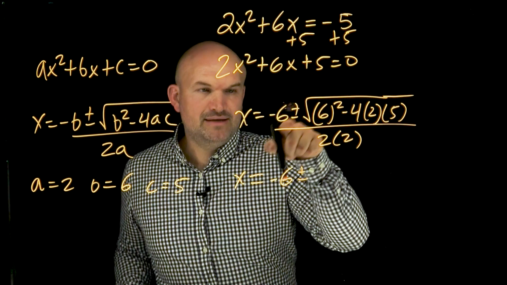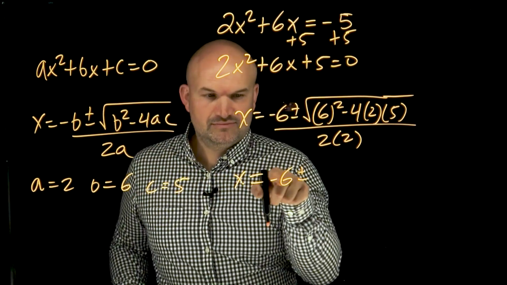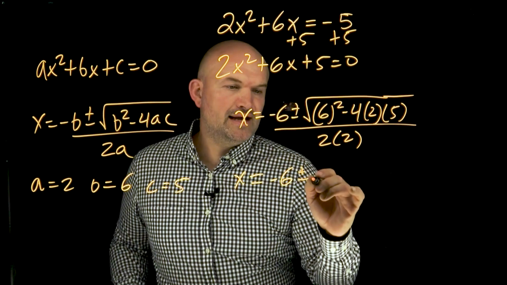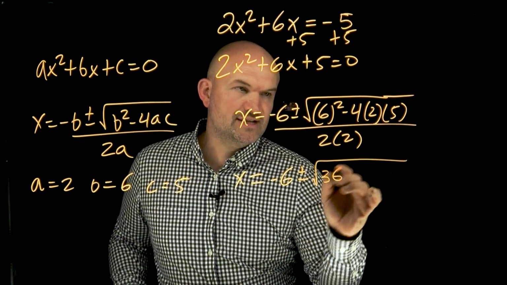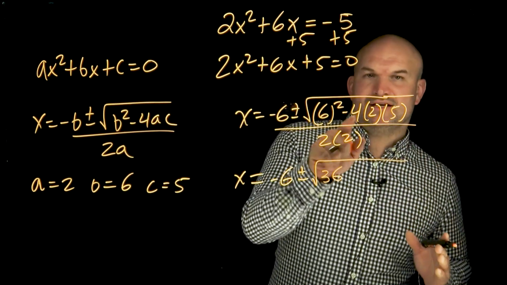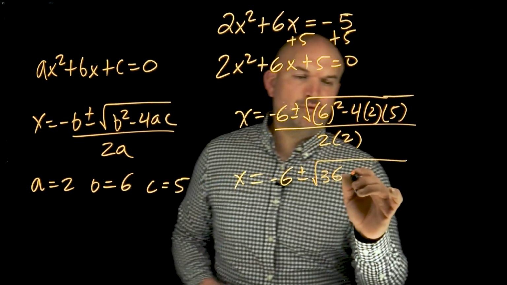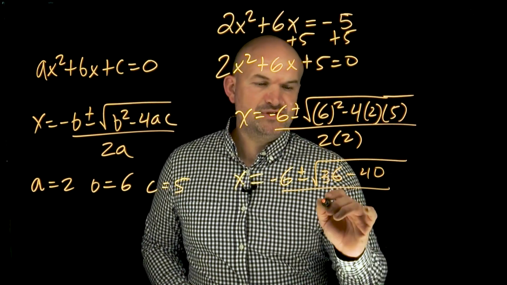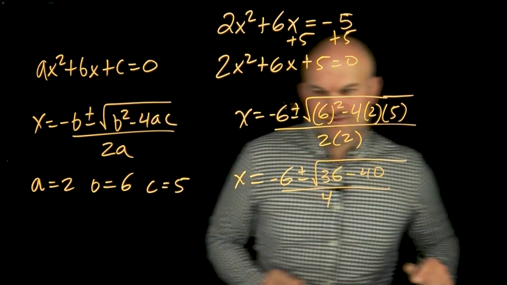So I replace my b, my opposite of b, with a 6, right? So it's opposite of b, so opposite of b. And therefore now let's just do our math here a little bit. So 6 squared is going to be a 36. And then here, I'm just going to multiply everything from left to right, and I'm not going to worry about the negative. So 4 times 2 is 8. 8 times 5 is going to be a 40. 2 times 2 is 4. Now, 36 minus 40 is going to be a negative 4.